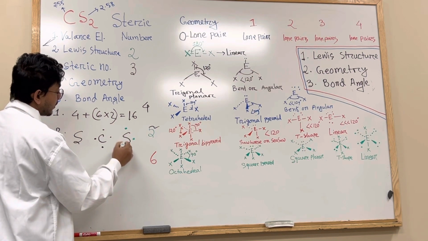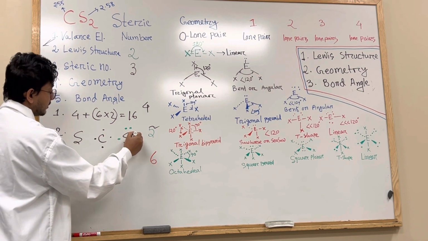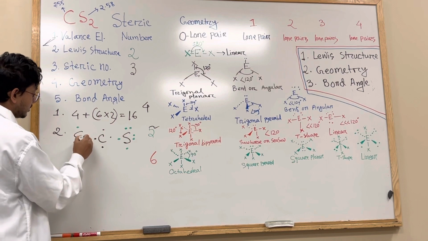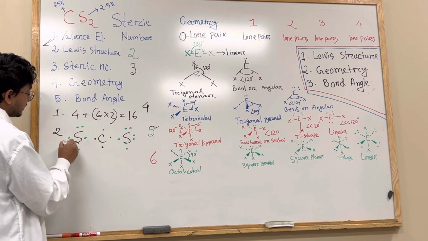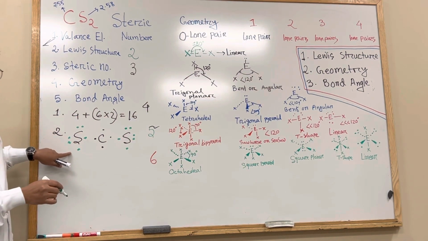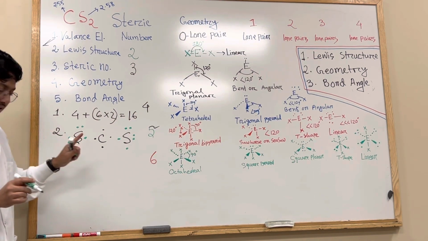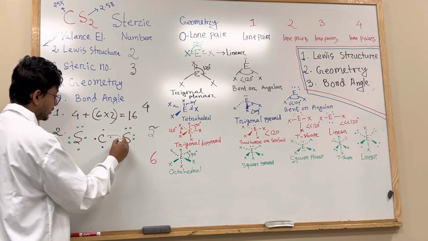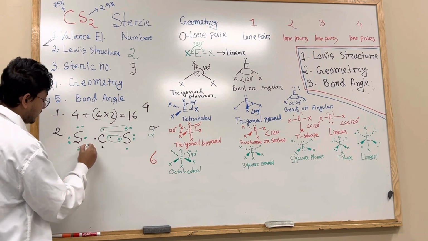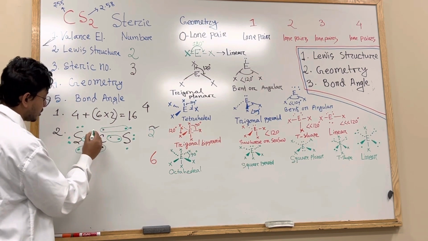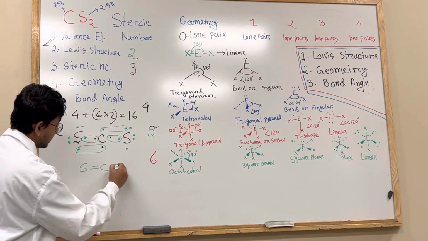I'll go one by one. This is 4. You can set it from here and here. Then for sulfur: 1, 2, 3, 4, 5 and 6. This is the sulfur valence electrons. Then they will make bonds. This is the Lewis structure, you can see, and then they will make bonds like that and produce the compound structure.